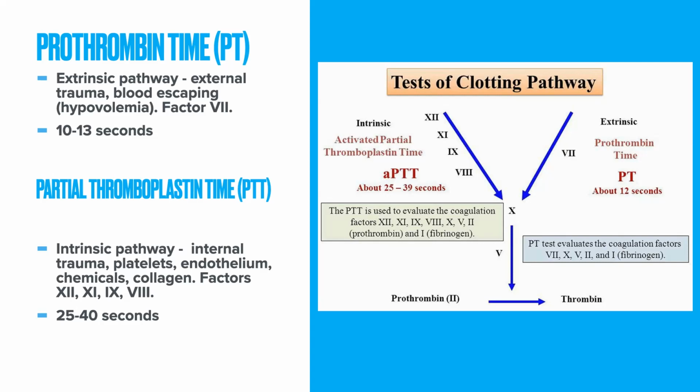Our partial thromboplastin time, or PTT, is an intrinsic pathway. It's internal trauma: platelets, endothelium, chemicals, collagen, and then all of these different factors. Okay, so this one's 25 to 40 seconds. So, tests of the clotting pathway. On the right side, we have our intrinsic and extrinsic pathways, with a PTT and PT-INR and all of these different factors. The PTT is used to evaluate coagulation factors here, prothrombin and fibrinogen, which is where we get the prothrombin converting to thrombin.